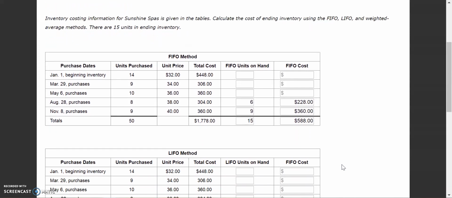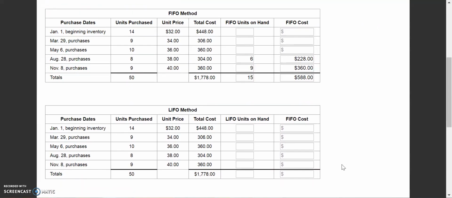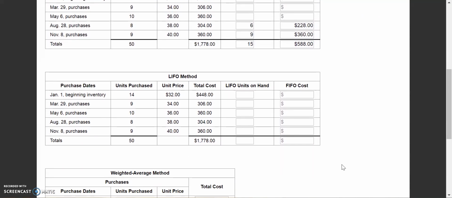Now as we move down to LIFO, remember that our ending inventory is going to stay the same. We still need to end up with 15 units on hand. But this is where our last ones in are going to be our first ones out. This is like if you're at a grocery store and you have your cans; they always stock their most recent purchases at the end. So the last ones that you've put in are going to be the first ones that go out. So this time we're going to start up here at the top.